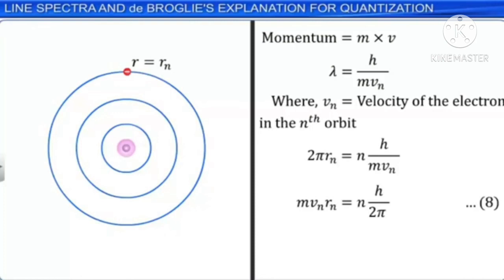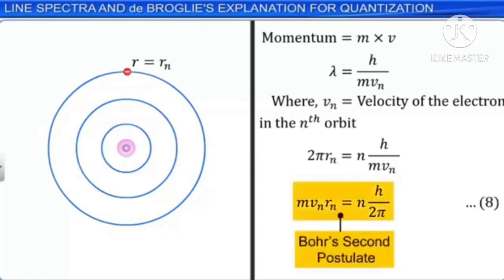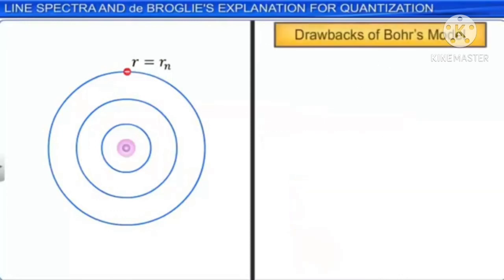In spite of the amazing results of Bohr's model, it had some drawbacks. Bohr's model could be applied only to hydrogen-like atoms. That is, the atoms having only one electron, like singly ionized helium, doubly ionized lithium, etc. It could not explain the spectrum of atoms with more than one electron.